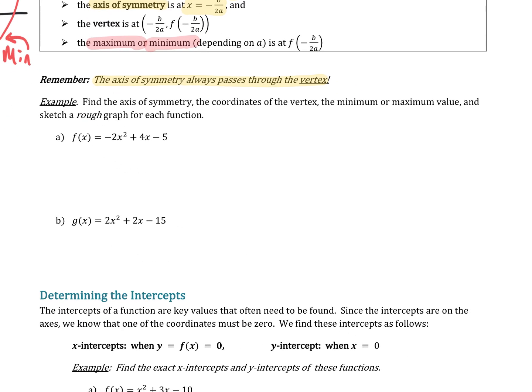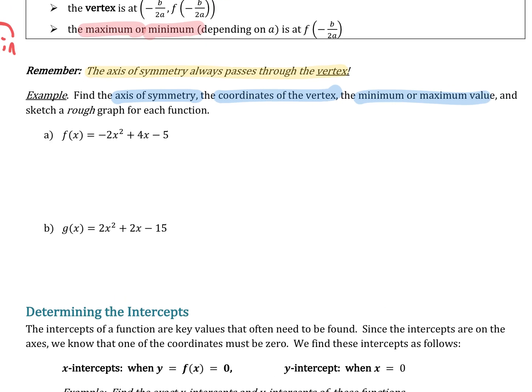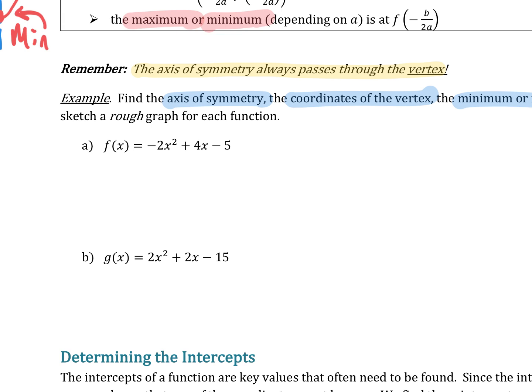All right, so what we're going to do here is we're going to go ahead and look at these equations, use these equations to find the axis of symmetry, the coordinates of the vertex, and then we're going to find that minimum or maximum value and then sketch a rough graph. Not necessarily in that order. We definitely want to find the axis of symmetry first. So the axis of symmetry is at x equals negative b over 2a. So that's a little formula that we'll want to memorize.